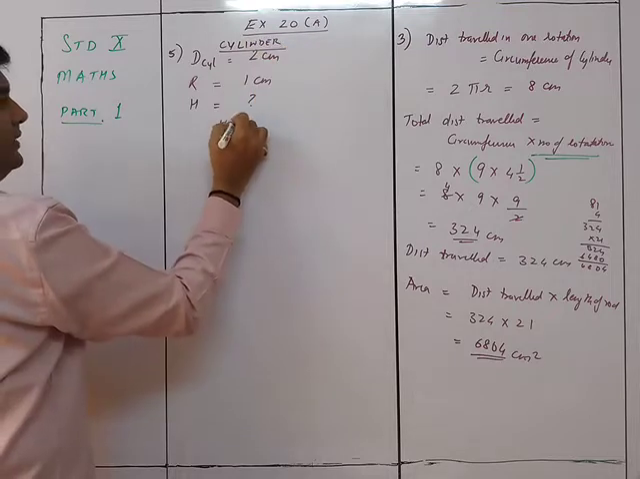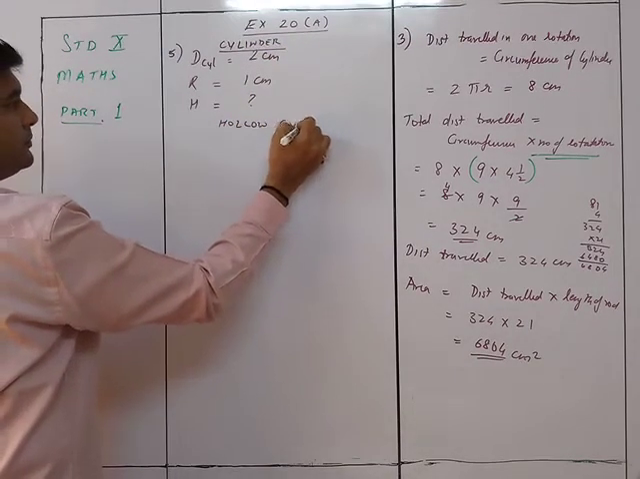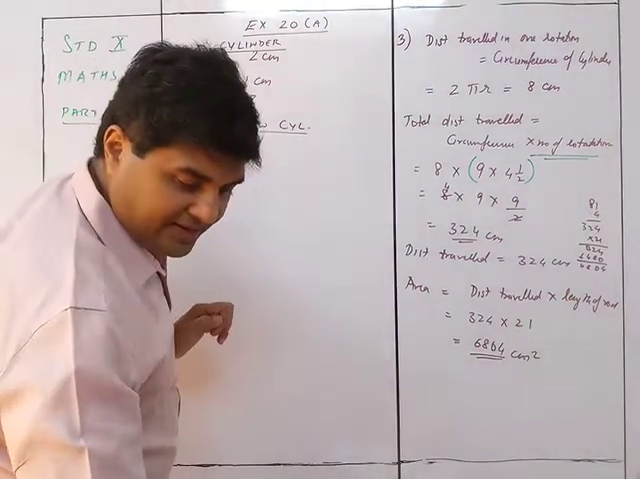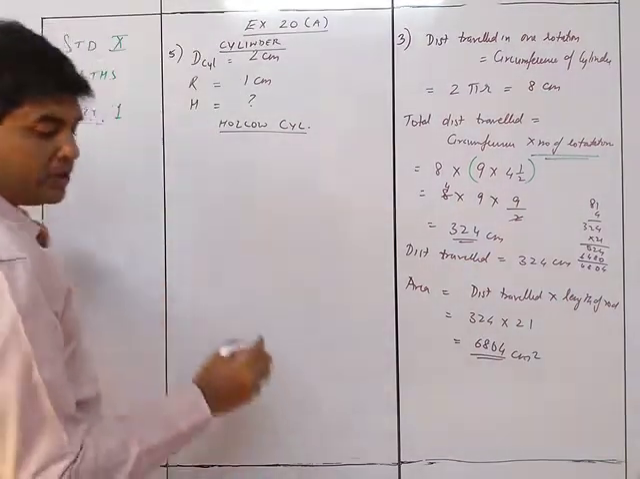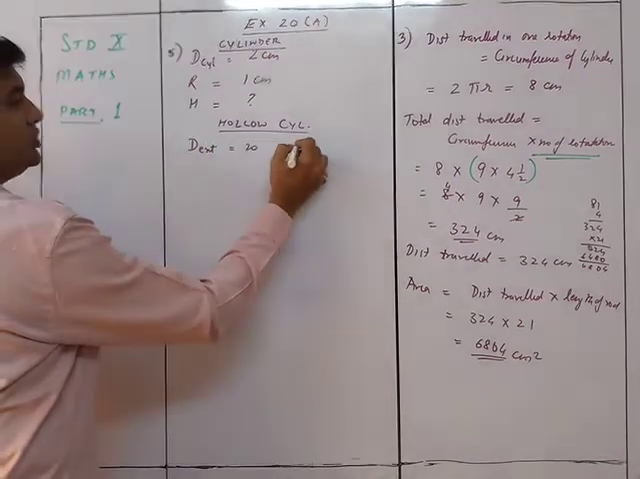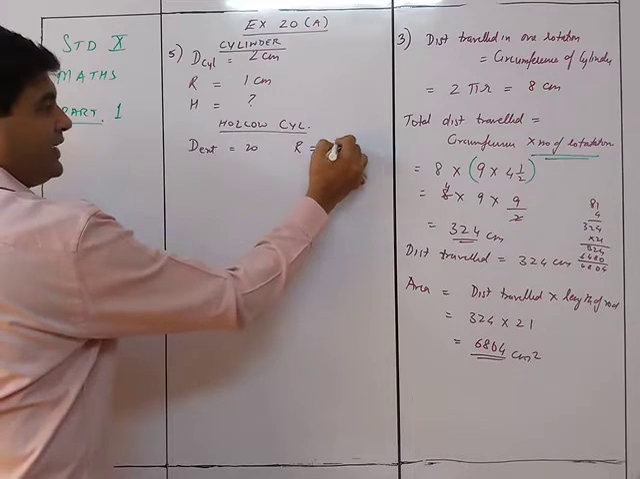For the hollow cylinder, what is the data? The hollow cylinder is such that it has the external diameter 20. So d external is equal to 20. So capital R will be equal to 10 centimeters.